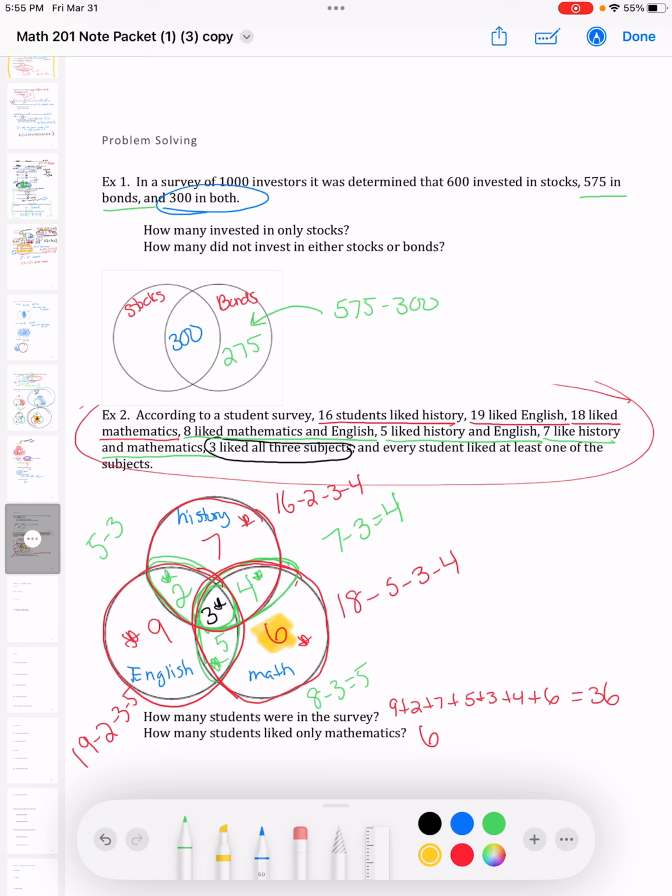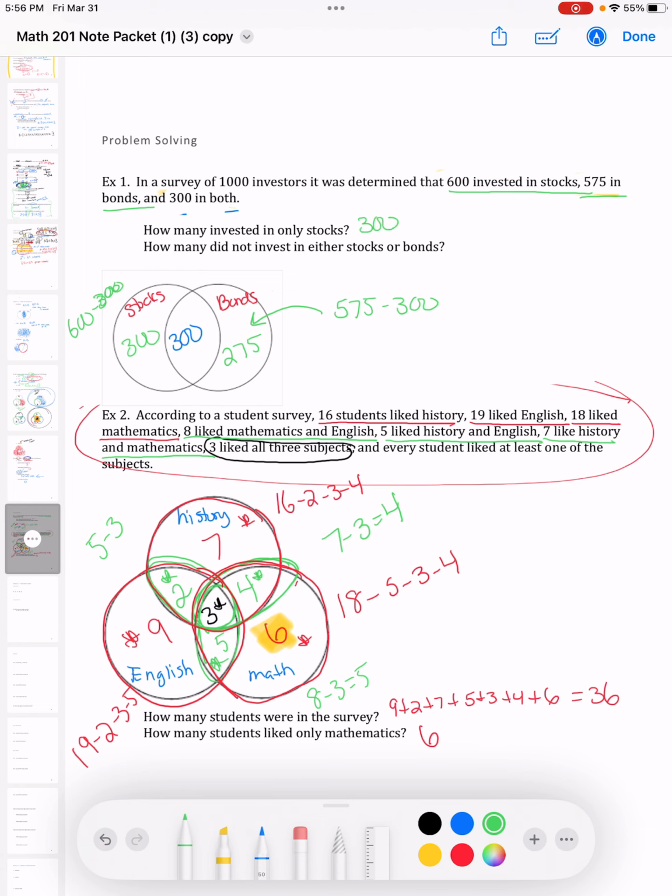The reason I know to do that is if I were to add 600, 575, and 300, it would be more than 1,000. I said there's only 1,000 people, so there must be some overlap. It also did not say the word only. If it said only, I could skip the subtraction part. 600 invested in stocks, but again, I already have 300 in that circle. We want to know how many invested in only stocks. Well, that answers 300. That's the one I just did.